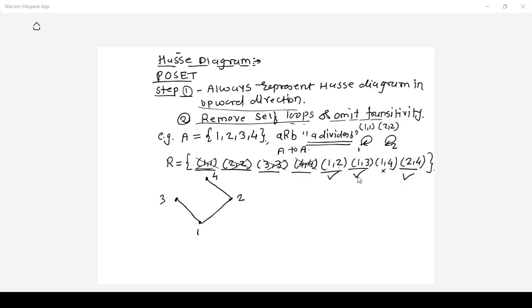Now which pair is left? 1 comma 4. So 1 is related to 2, 2 is related to 4, it means 1 is related to 4. So this forms the transitivity. And in step 2 it is said we should omit the transitivity. So no need to draw an arc-like structure which shows 1 is related to 4. Right?